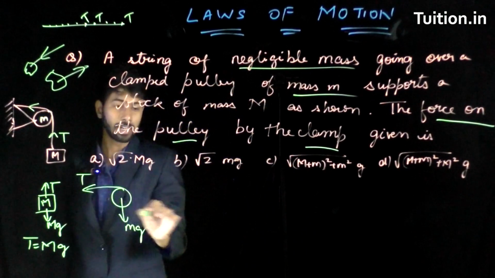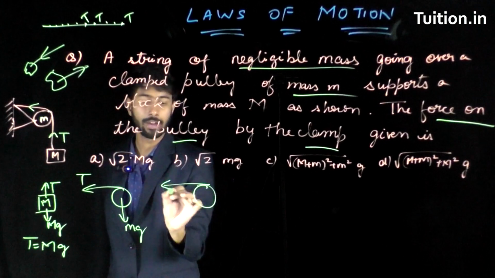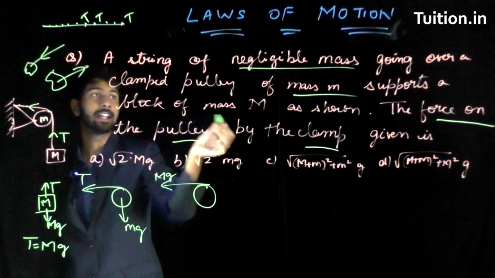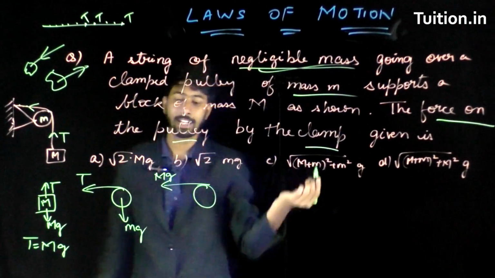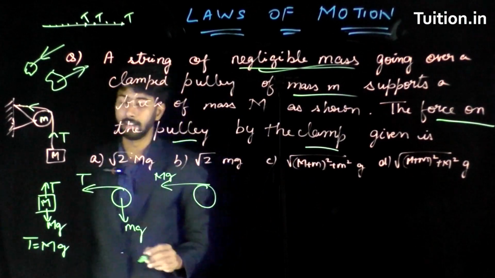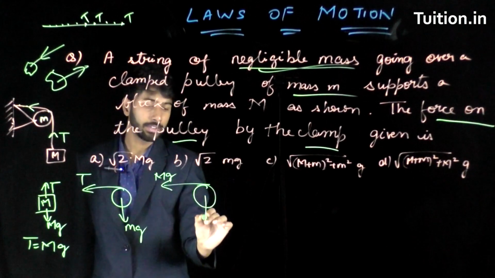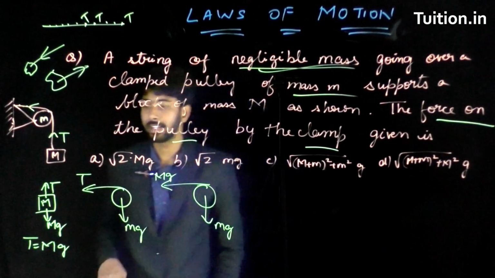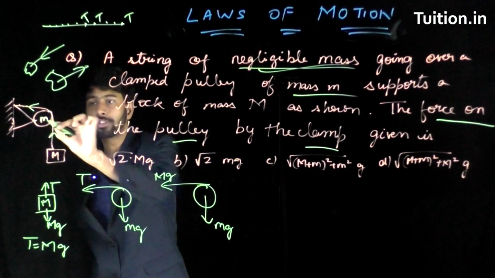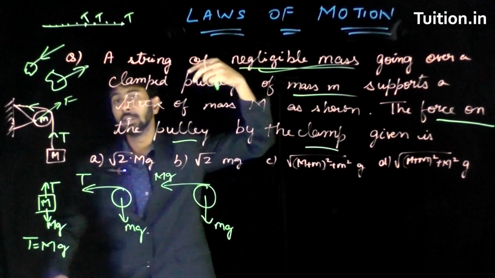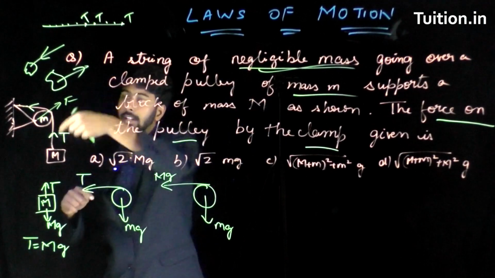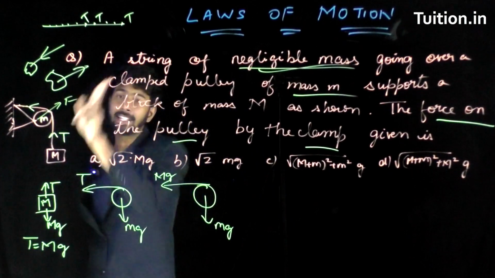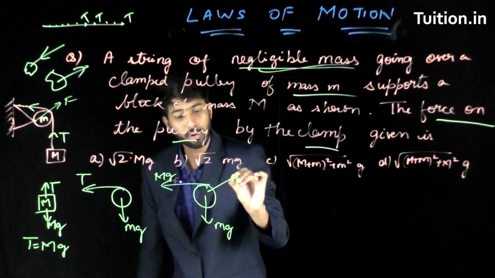So I can replace this diagram with this. You have a capital Mg acting in this direction, because tension will be the same at all points. That is why they gave negligible mass: you have to assume that the string is ideal. So this is capital Mg and this is small mg. Now what you have to understand is that the pulley applies some force on the clamp, and the same force will be applied by the clamp on the pulley. So there is some force F.